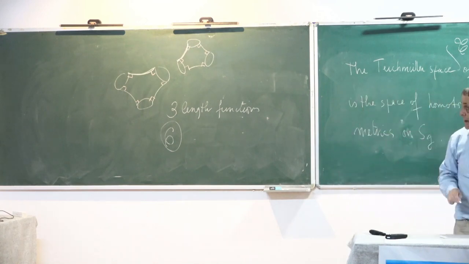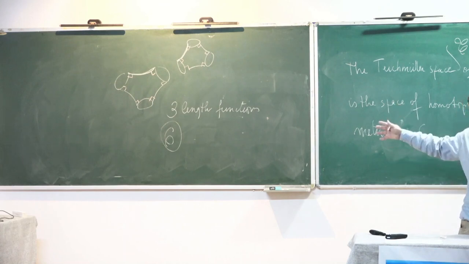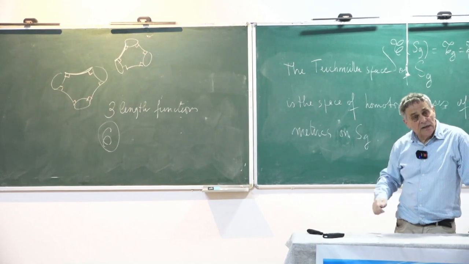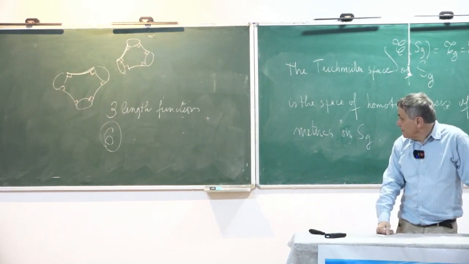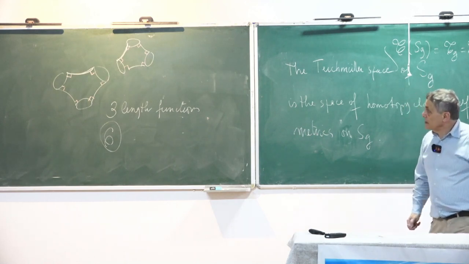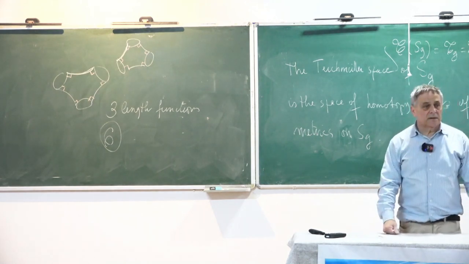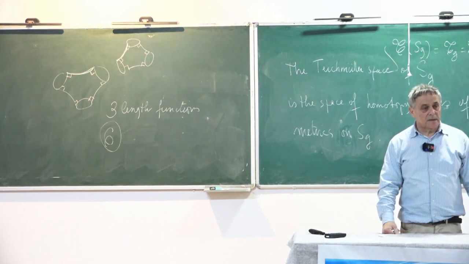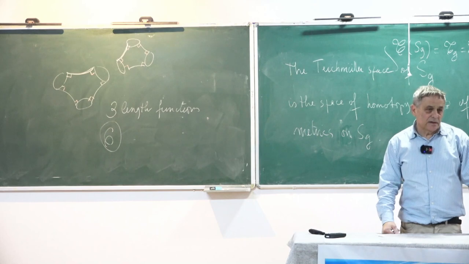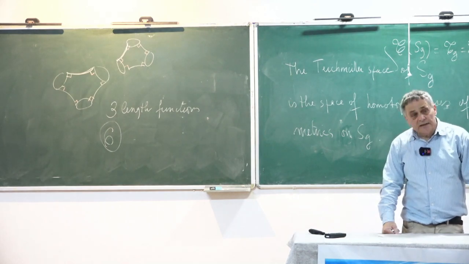Okay. And now I ask the question: do these 6 length functions of simple closed curves completely determine the hyperbolic surface? Yes, so your friend here says no. The answer is not obvious.